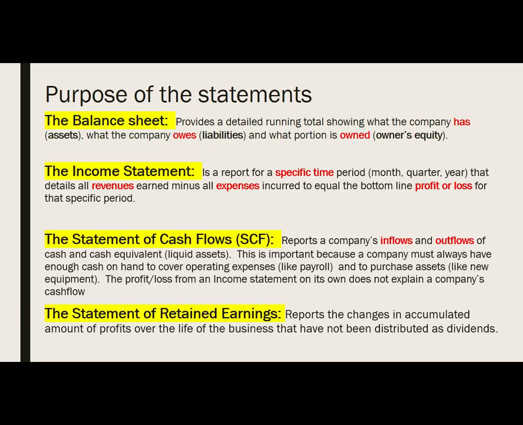And then the statement of retained earnings is really to show accumulated amounts of profit over the life of the business. So far, how much has the company saved up as far as profits? Now, there are companies that are publicly traded that sell their stock, a share of their company, so that you can own a portion of their company. If you do that and the company does well, you will sometimes get something called a dividend paid back to you. You'll talk more about dividends in your financial analysis course.